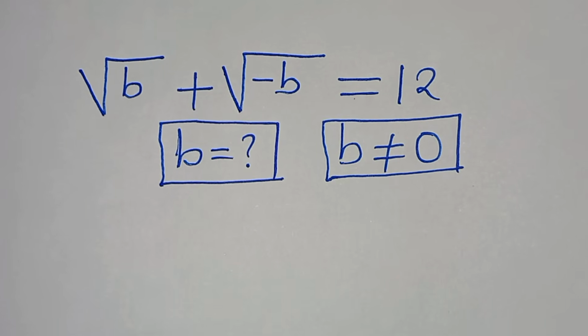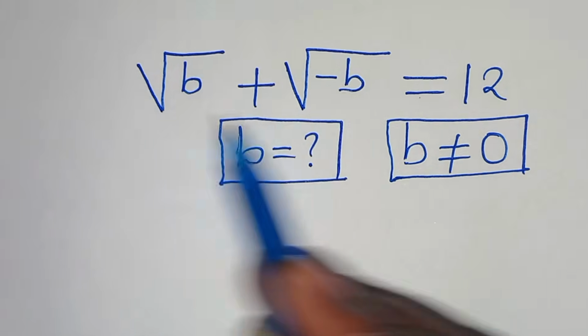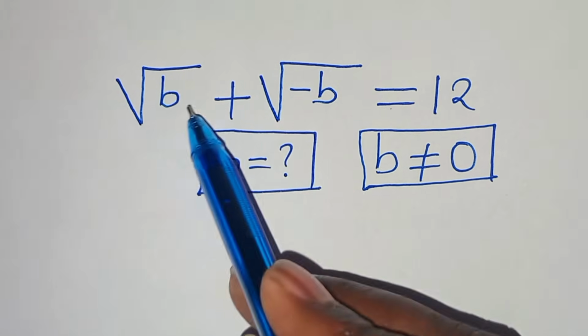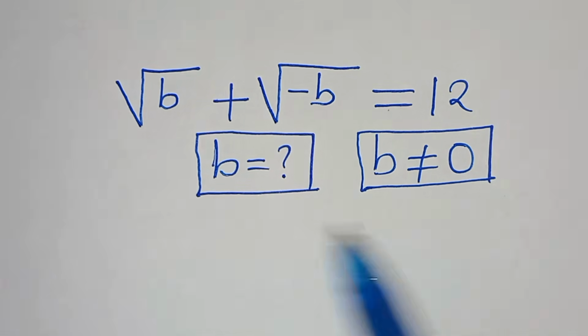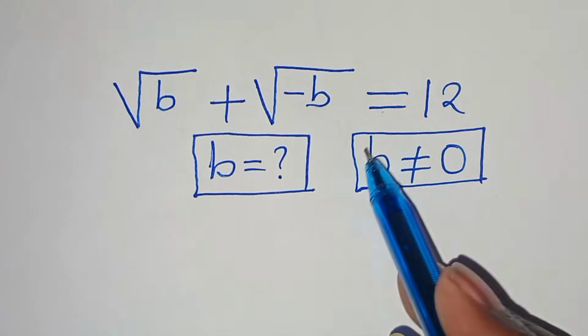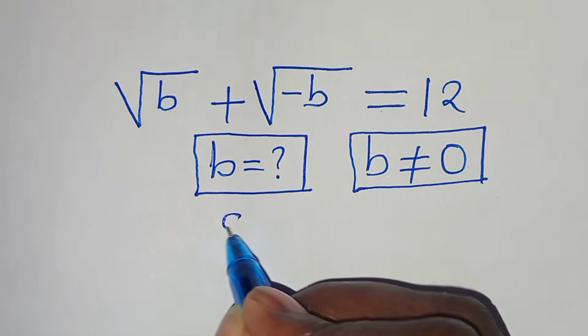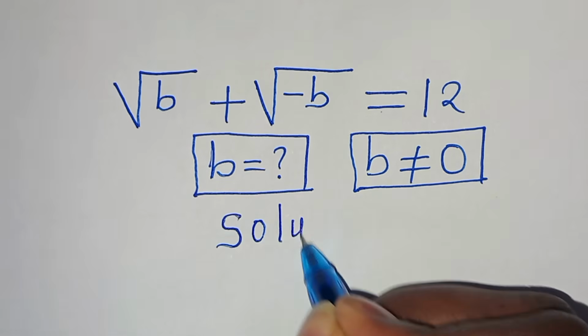Hello everyone, you're welcome to solve this nice square root math problem: the square root of b plus the square root of minus b is equal to 12. So what is the value of b given that b is not equal to 0? Let's provide a solution from here.